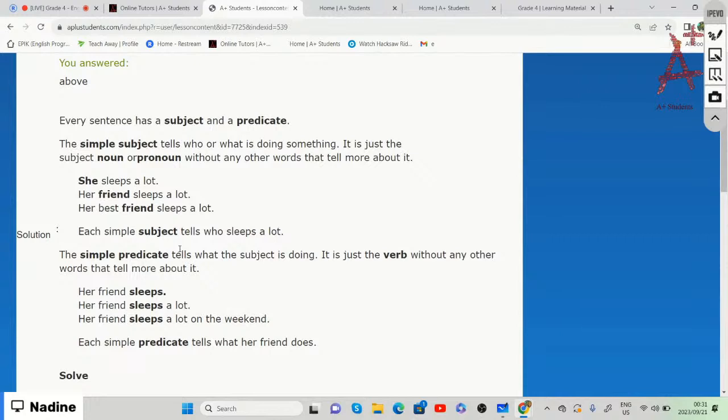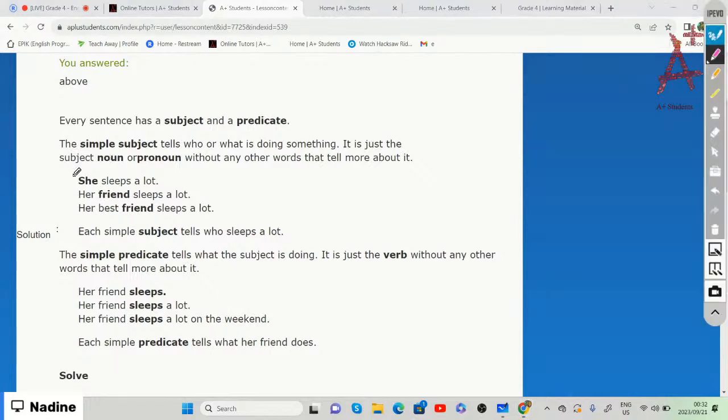So the simple subject tells us who or what is doing something, and it is just the subject noun or the pronoun without any other words that tell us more about it. So for example, she sleeps a lot. Now we need to ask ourselves who sleeps a lot? Just she. She sleeps a lot.